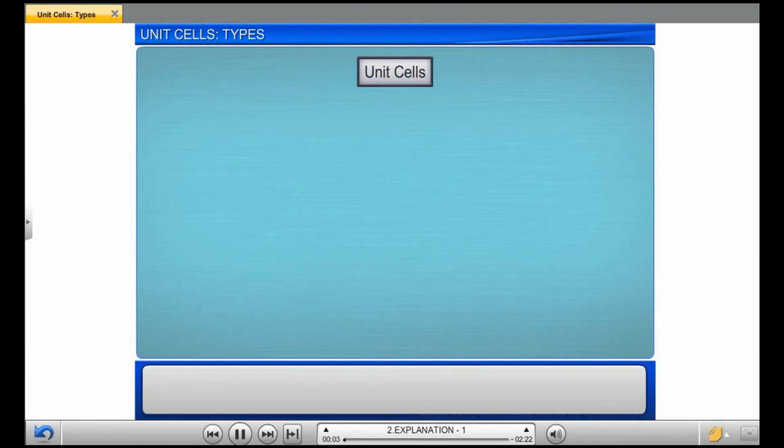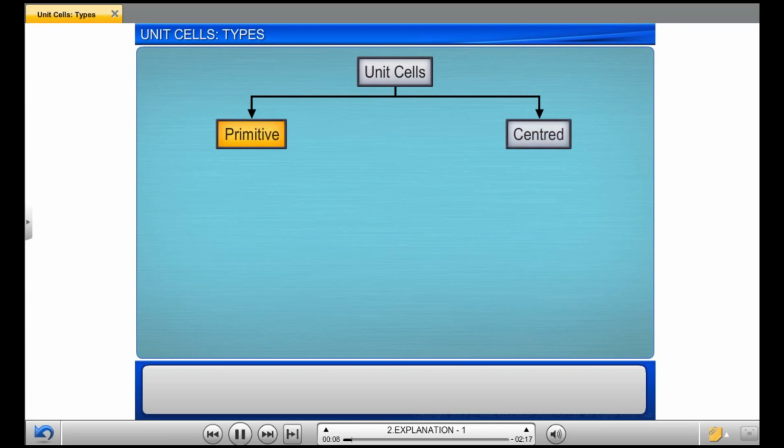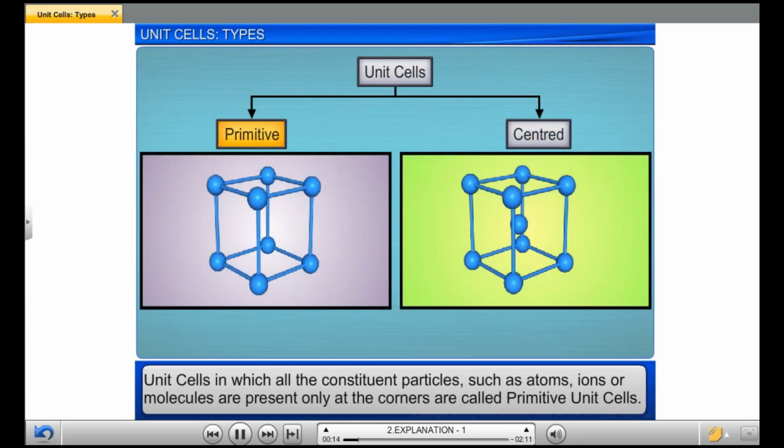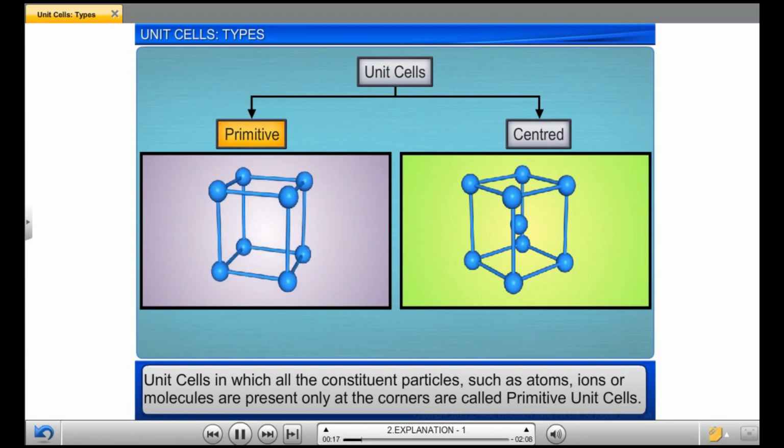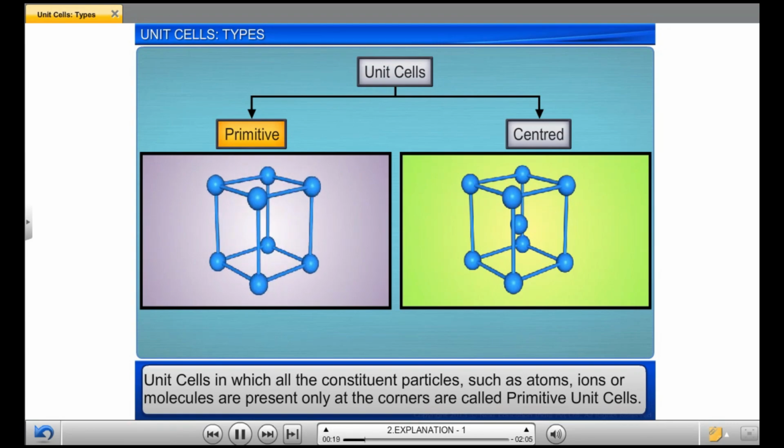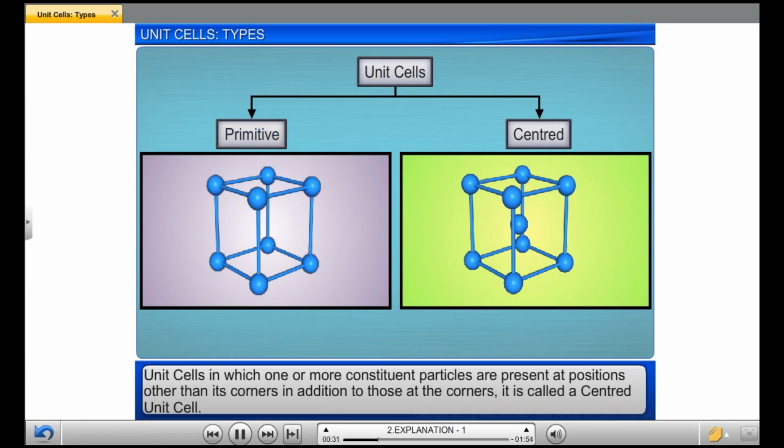Unit cells can be broadly classified into two categories: primitive unit cells and centered unit cells. Unit cells in which all the constituent particles, such as atoms, ions, or molecules, are present only at the corners, are called primitive unit cells. Unit cells in which one or more constituent particles are present at positions other than its corners, in addition to those at the corners, it is called a centered unit cell.